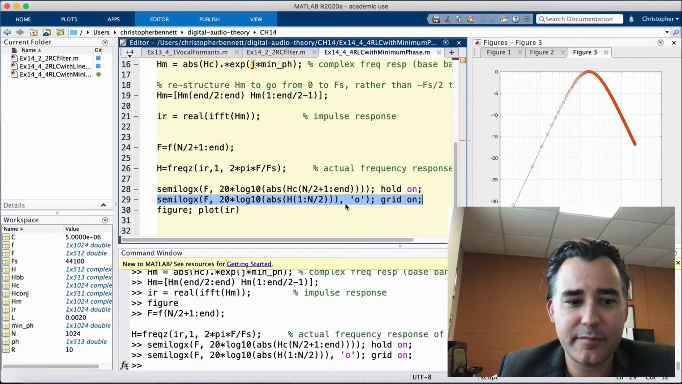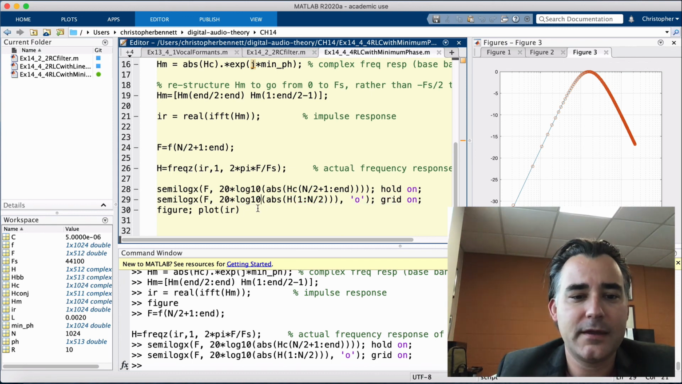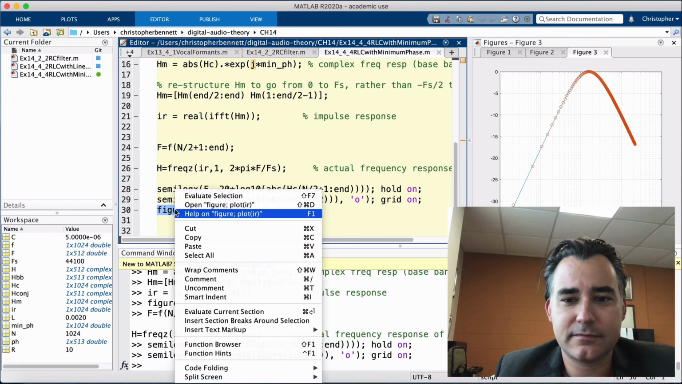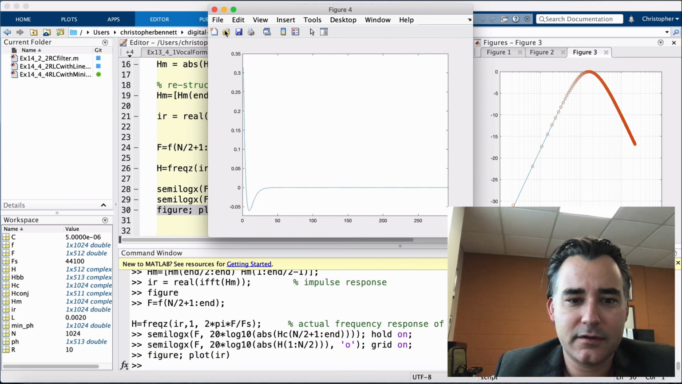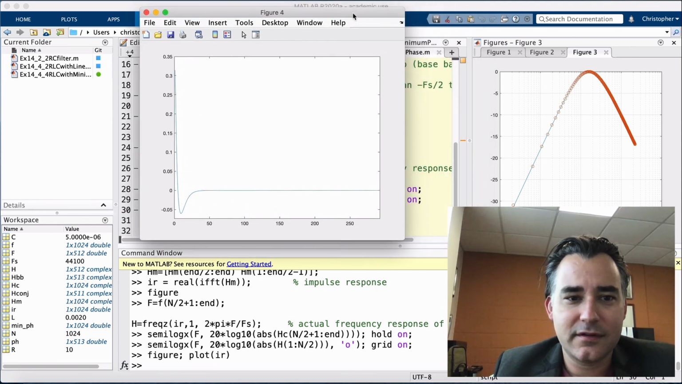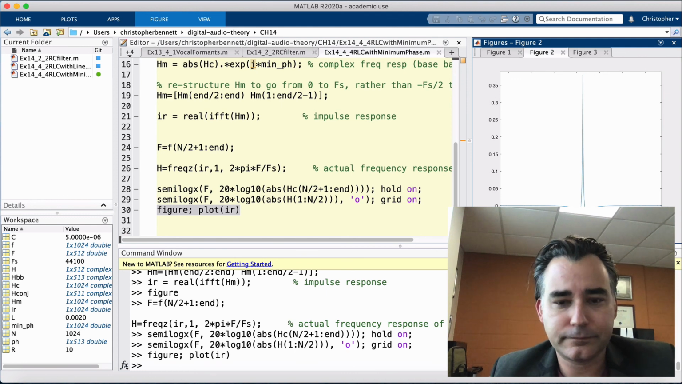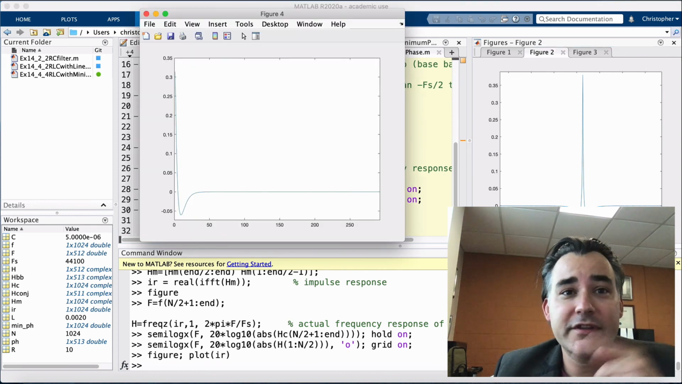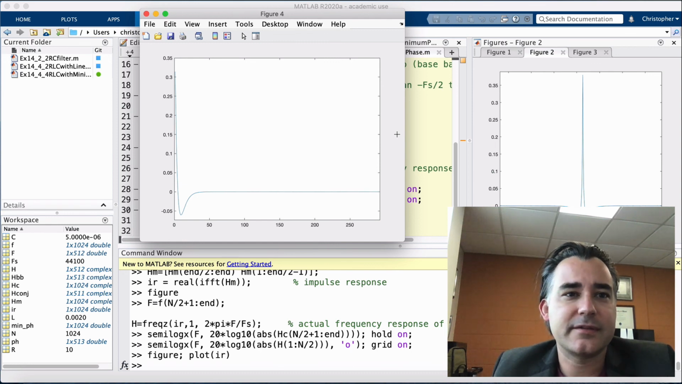Look at that. A perfect fit. A slight deviation. Very, very close. Let's take a look at the impulse response. There we go. All the energy is compacted right towards the beginning. So we can compare the minimum phase IR to the linear phase IR. Note that the peak is at the beginning instead of in the middle, as we saw with the linear variant.